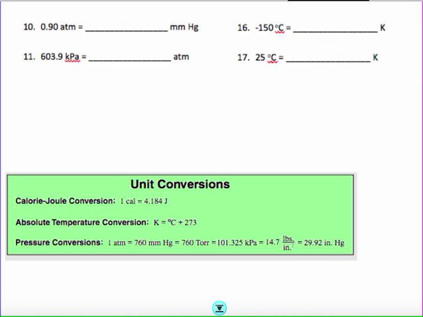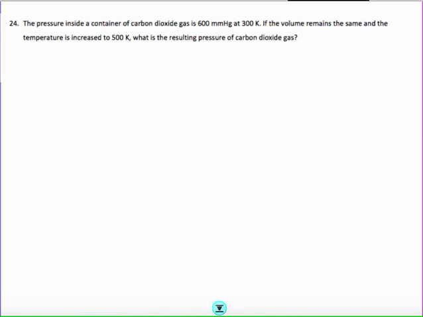So let's go ahead and flip to the back of the review sheet, and we're going to go over some of the problems there. Like number 24. The pressure inside a container of carbon dioxide gas is 600 millimeters of mercury at 300 Kelvin. If the volume remains the same and the temperature is increased to 500 Kelvin, what will the resulting pressure of the carbon dioxide be?